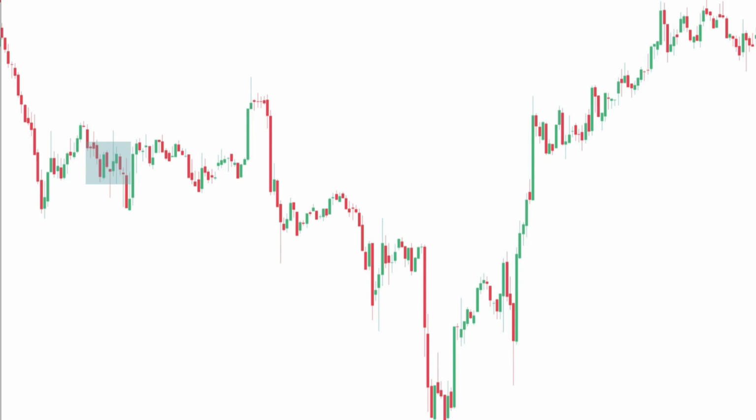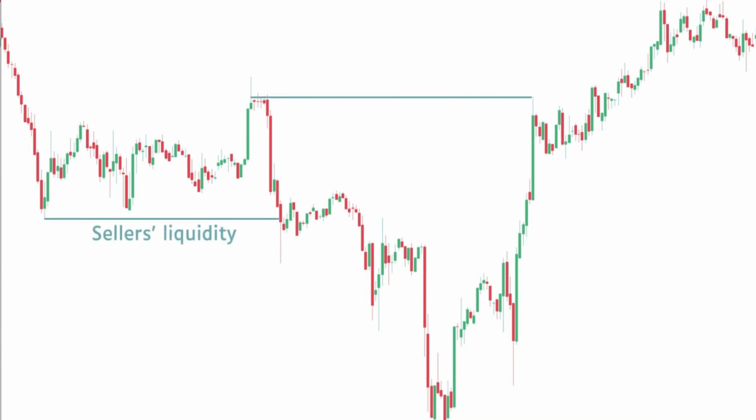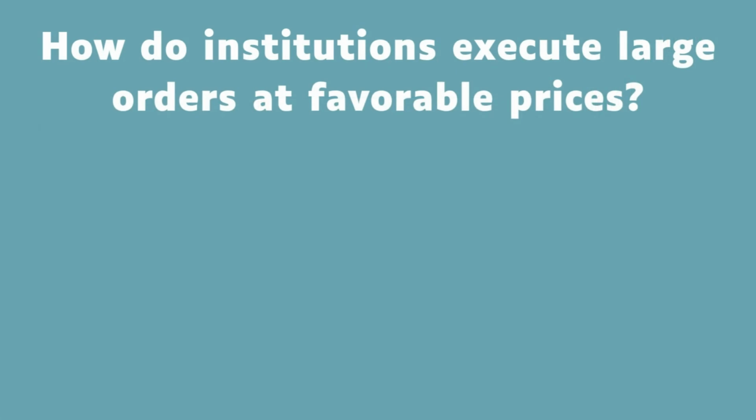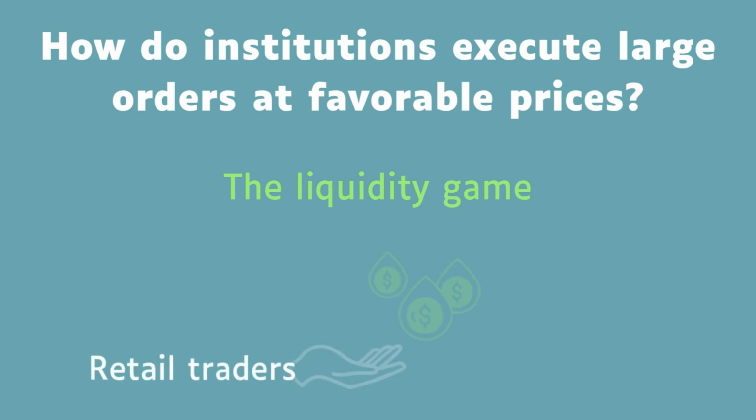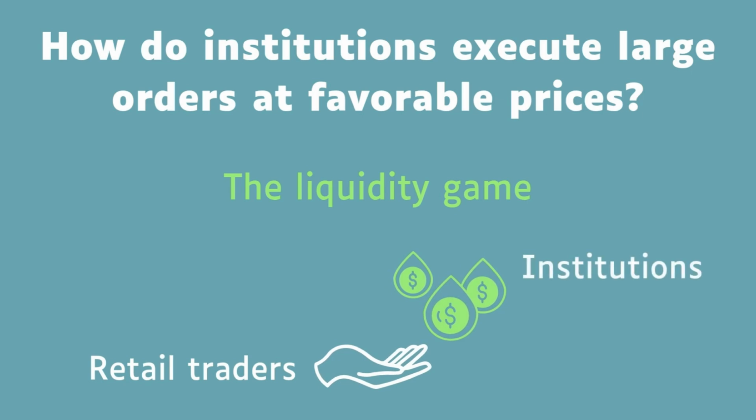But for institutions managing billions of dollars, liquidity is everything. They can't simply place a single large order without dramatically moving the price against themselves. This creates a fundamental challenge for institutions. How do they execute large orders at favorable prices? The answer lies in what we call the liquidity game, a strategic approach to creating conditions that encourage retail traders to provide the liquidity institutions need.